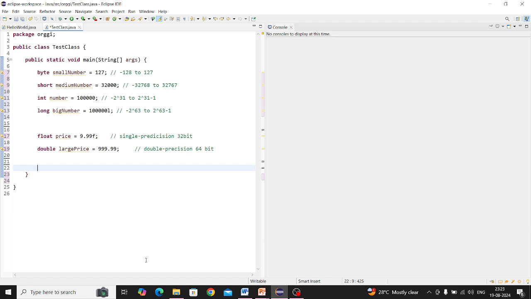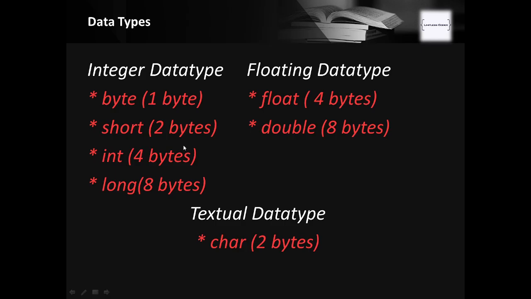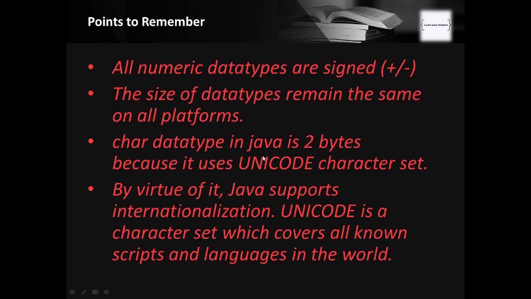And the other primitive data types are characters and booleans. Character and boolean are the textual data types. There are some points to remember about the primitive data types. All numeric data types are signed, plus or minus. The size of data types remains the same on all platforms. Character data type in Java is 2 bytes because it is Unicode. Unicode character set means it is a single 16-bit Unicode character.